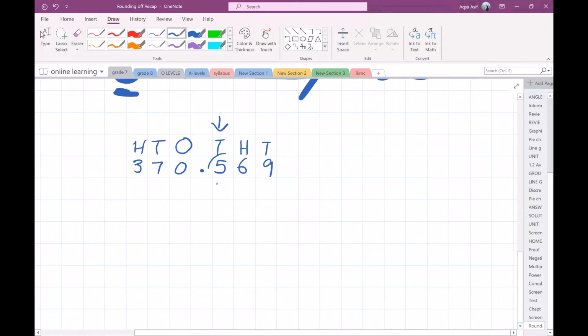So this is the number that needs to be rounded off. Look at the next number. If it's more than 5, then you'll move forward to the next number, right? So I will write it as 370.60. This has been rounded off.